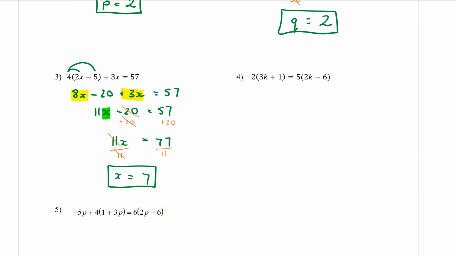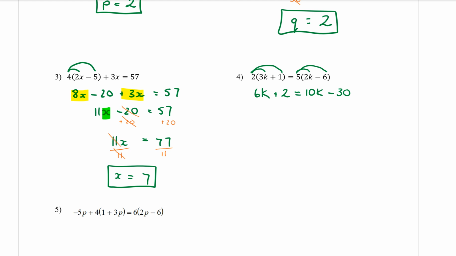Okay, each one of these equations, they're slowly getting harder. The next one has 2 sets of brackets. That's okay, you just expand both of them. So the first one, 2 times 3k is going to be 6. 2 times 3 is 6k. Then the plus sign. Expand 2 times 1, which is 2. Then the equal sign, and we start expanding our second bracket. 5 times 2 is 10k. Minus sign. 5 times 6 is 30.